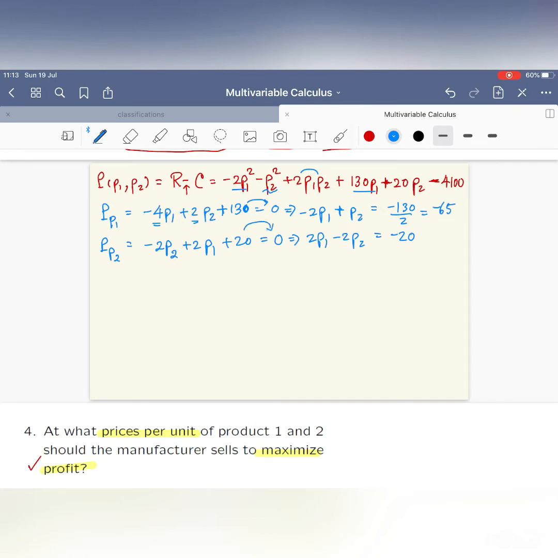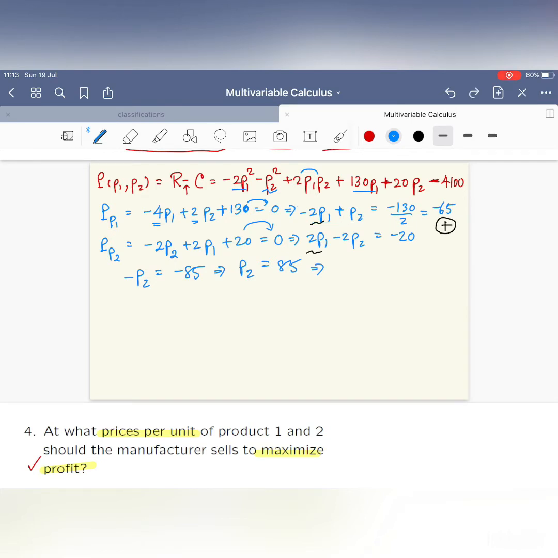Okay, this one. So it means that you can simply do the addition, right? So that you can get rid of your 2 P1. Okay, so we have negative P2 equals to negative 85, or your P2, of course, it is 85, right? So if your P2 is 85, what's your P1? So you can just simply take this one, right?